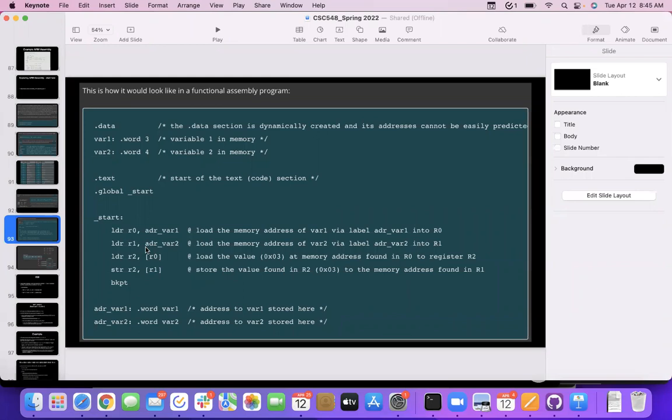All right, so this is an example of a program. This is going to be similar to what you wrote for your homework, where we read something in, and we're effectively copying the value of var1 into the value of var2. We're overwriting this 4 with a 3. That's what this code ultimately does.